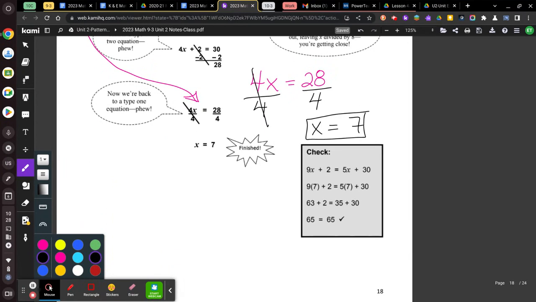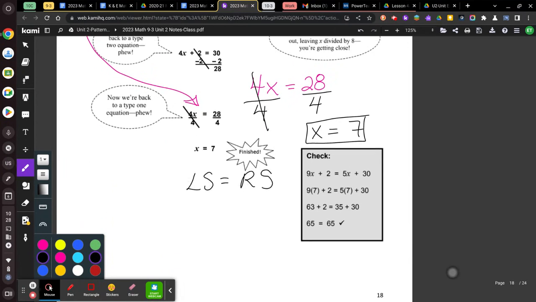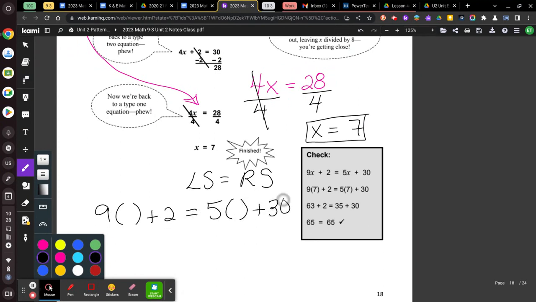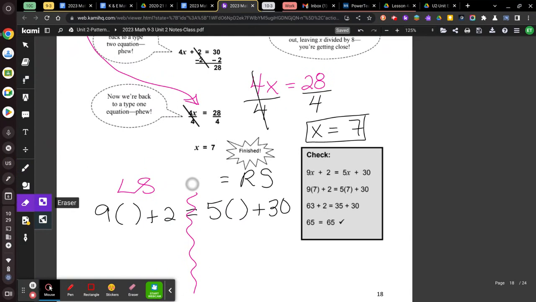And the last step is always to check: does your left side equal your right side? So I got the number 7 for x. I'm going to put it into my question: 9 times x plus 2 equals 5 times x plus 30. My equal sign is right here. I want my left side to be equal to my right side. So I'm putting in the value of x I found, which is 7.